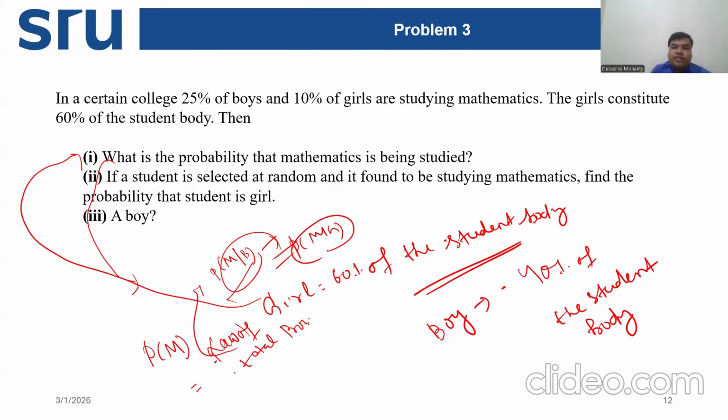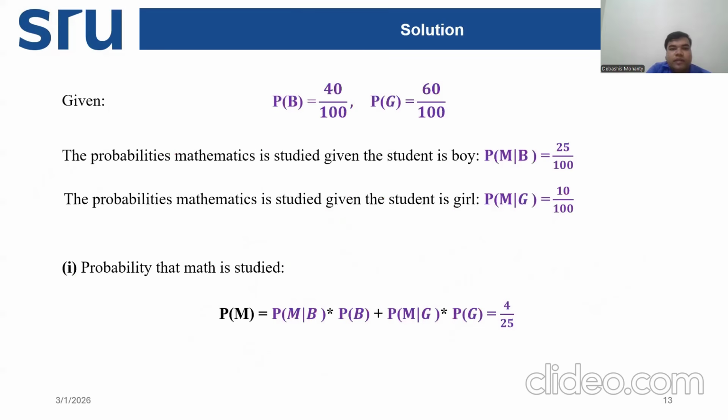So we need to calculate the probability of G divided by M, the probability of a girl studying mathematics, and the probability of B divided by M, that is, the probability that the student is a boy. Those things we need to calculate. Okay, students, next, coming to the solution.